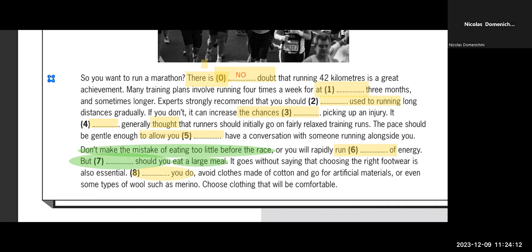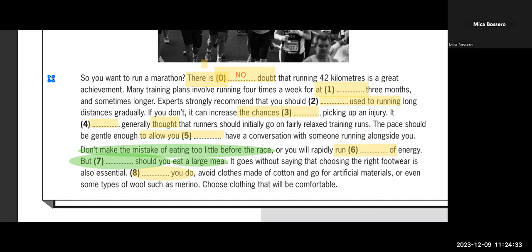You should get used to. Very good. Excellent. Get used to doing. Please remember that after "get used to" or "be used to," we need to use -ing. So get used to running. All right. Very good. Number three, the chancellor.